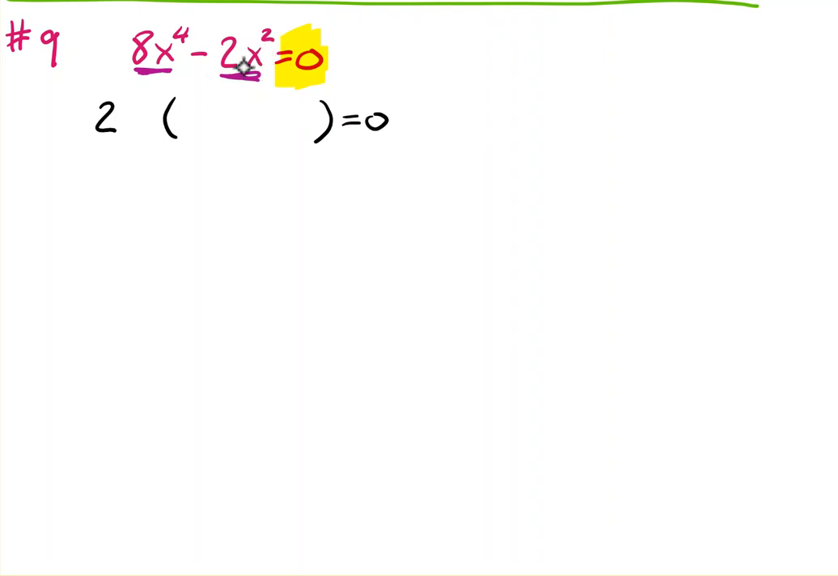But did you notice there's an x squared here and an x to the 4th here? Well, the one that could be factored out would be the x squared. So let's put the x squared here. 2x squared times what will give us 8x to the 4th? Well, the what part would be 4x to the 2nd power. And play this game again. 2x squared times what would get you 2x squared? Well, 2x squared times negative 1.